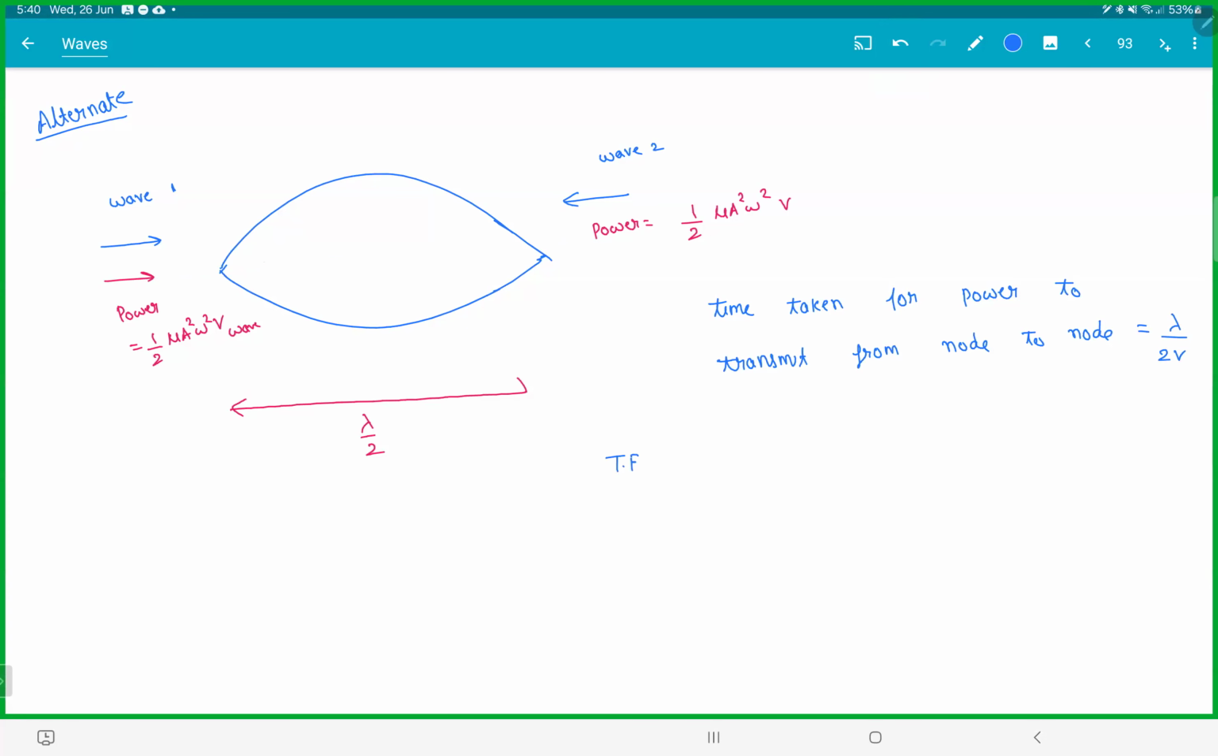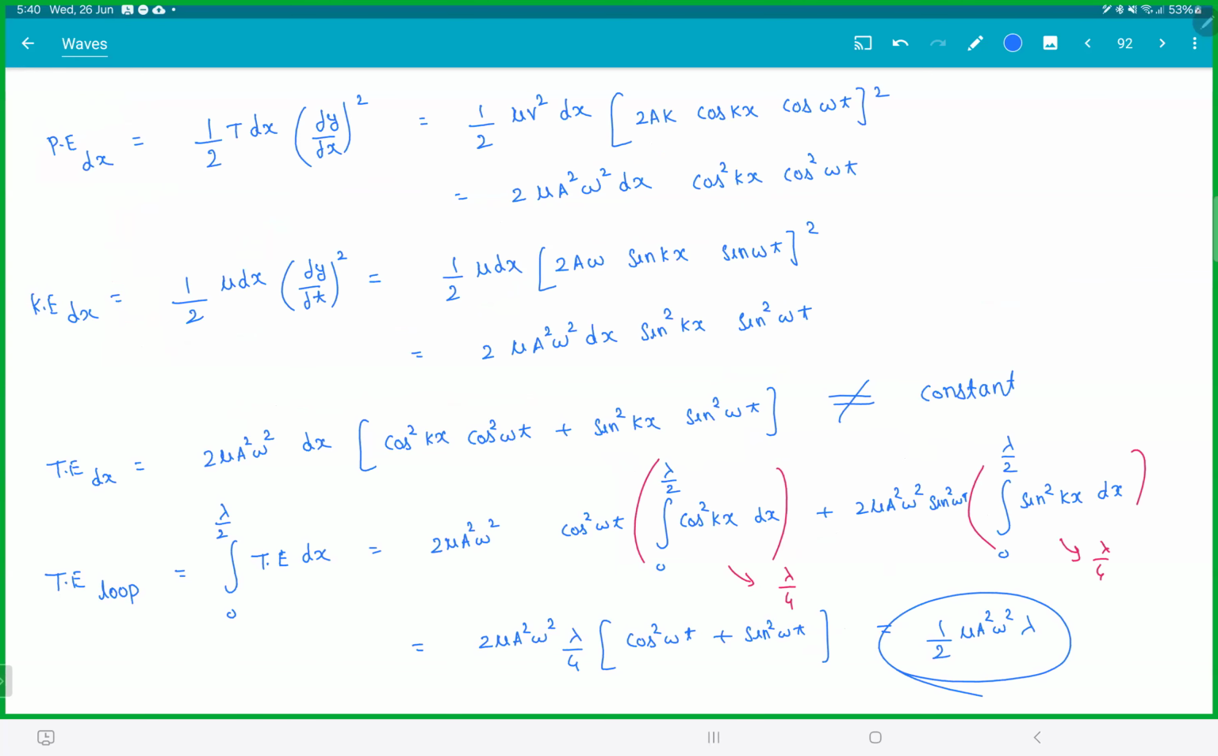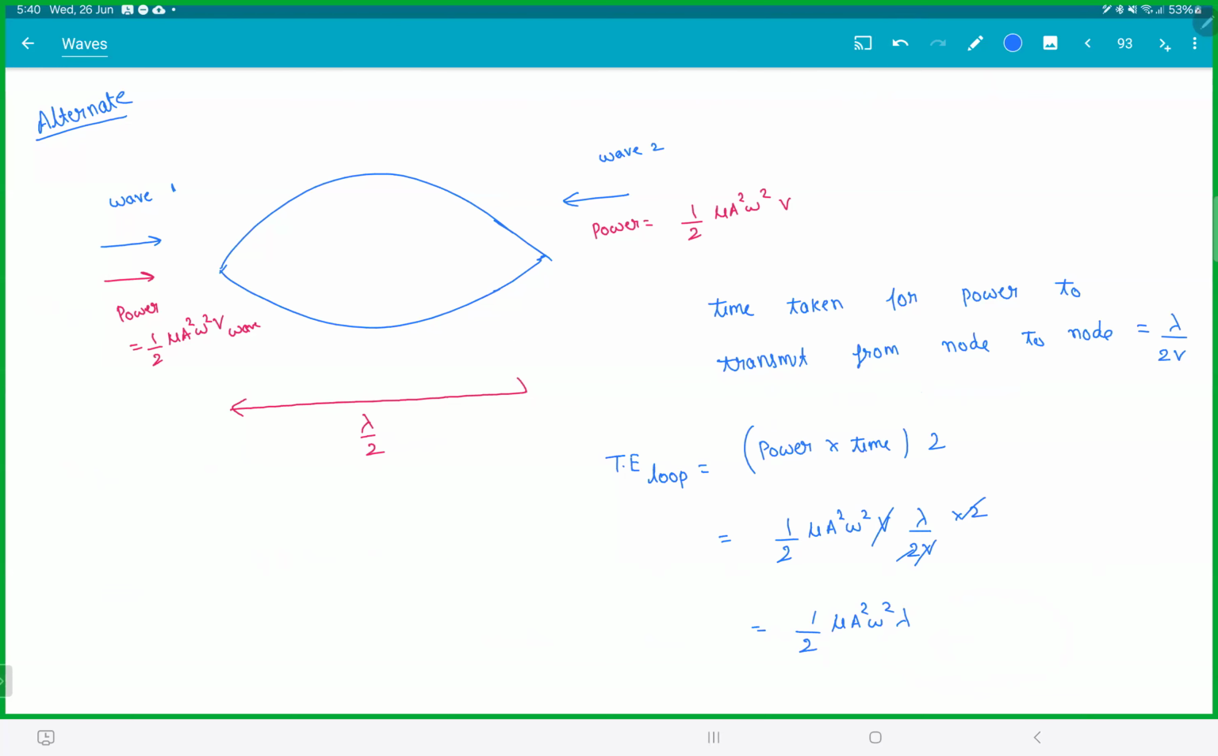So the total energy of the loop will be power into time, and you're doing it from both the sides, so into 2. So this would be half mu a square omega square v wave, lambda by 2v, into 2. V will cancel, this will cancel. Half mu a square omega square lambda. This is faster. Since a wave is nothing but a transfer of energy, how much energy are you transferring into the loop? This much energy you're transferring for this much time. So power into time from both the sides, you're done.